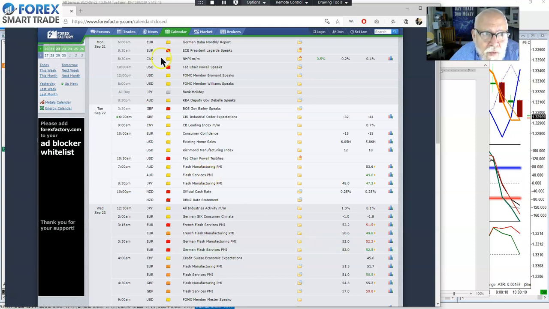The way we do that is we go to something called forexfactory.com. This gives us a news feed. On that news feed, it breaks items down into low impact, which is yellow, medium impact, which is orange, and high impact, which is red.